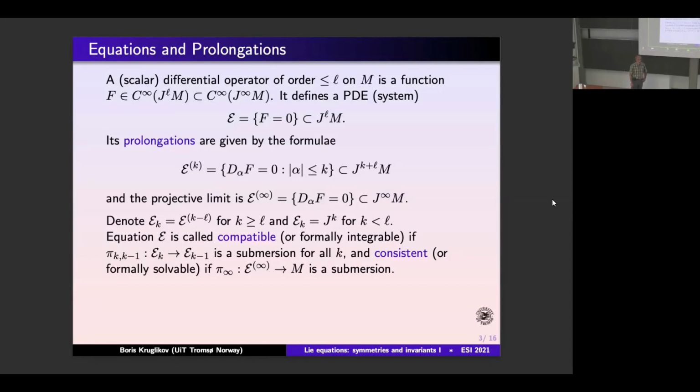Okay, a couple of terminologies. The equation is called compatible, or sometimes formally integrable, if every projection is a submersion. And this tells you that you get no compatibility conditions. The equation is called consistent, or formally solvable, if you actually have a solution at any point. So the projection to the base is actually a submersion. This terminology changes from field to field. Some people say consistent for compatible and so forth. There's a small chaos around, but at least I will keep this definition. And also people say involutive, but it's even more restrictive. I will come to this a bit later.